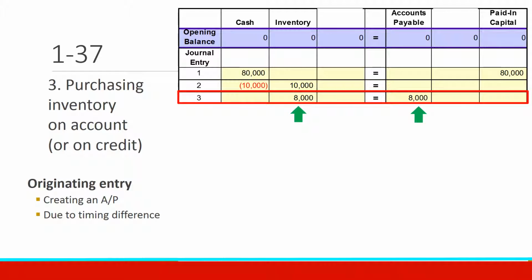So here we are at activity number 3. You've acquired 8,000 euros in inventory on open account. Another way of saying that is you've purchased inventory either on account or on credit. Any one of these terms indicates that you received inventory today and you're paying for it later. So this is the first transaction that we are recording where there is not a cash movement involved.